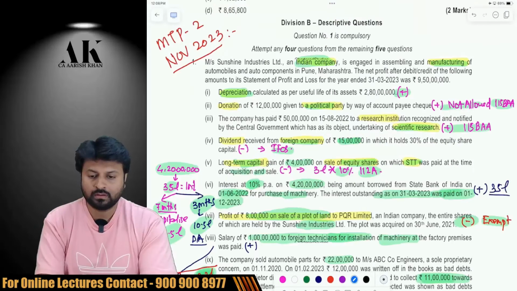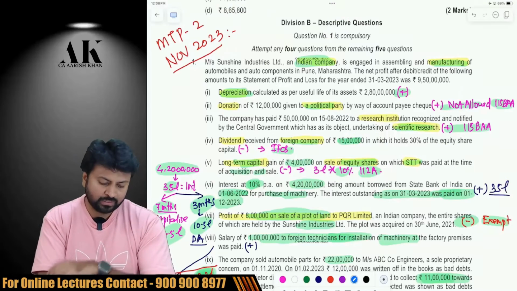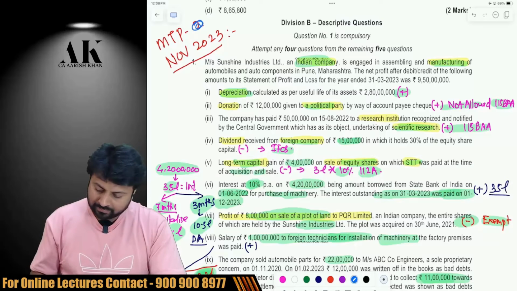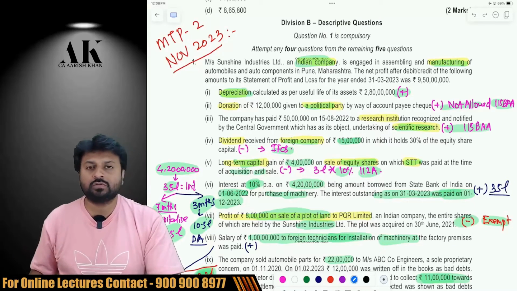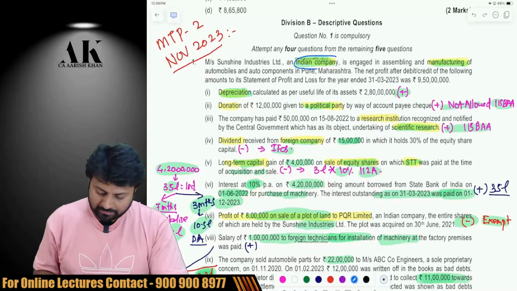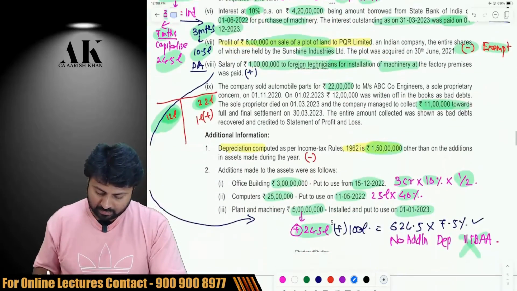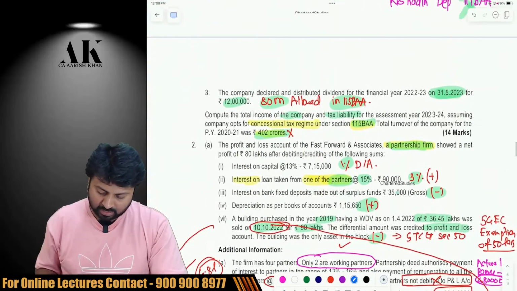Okay. So let's go ahead with the next one, that is MTP series 2 November 2023. Let's go to the first question, which is a traditional question of total income. There is an Indian company which is a manufacturing company, but you need to understand that this question is based on the provisions of 115BAA. So you have to follow the concessional tax rate.